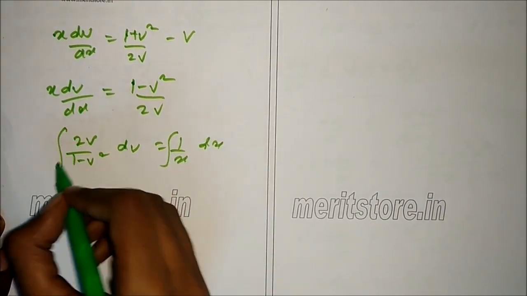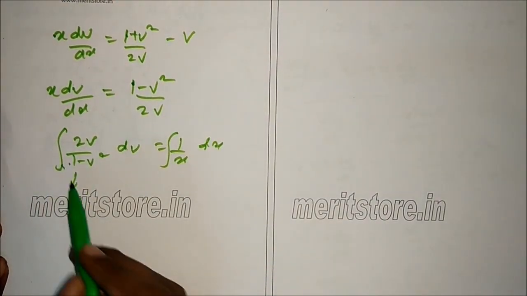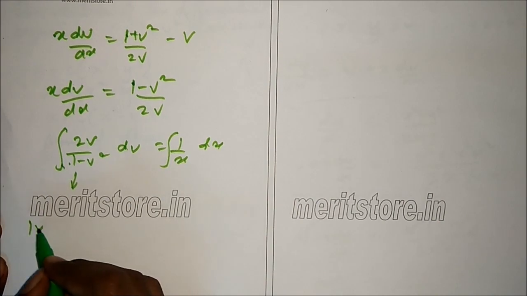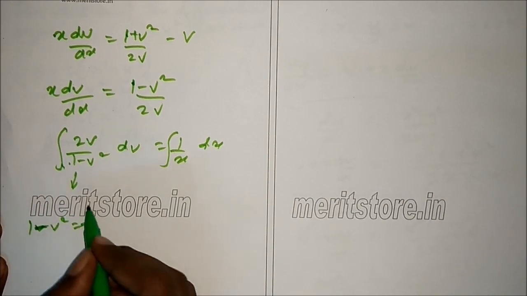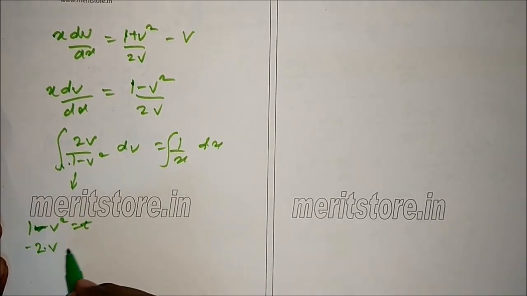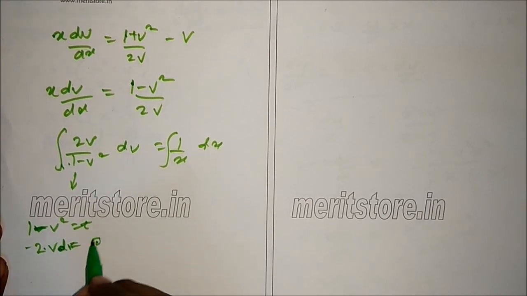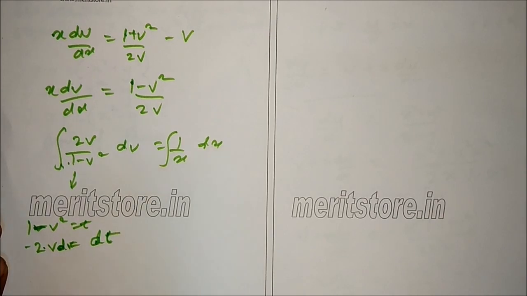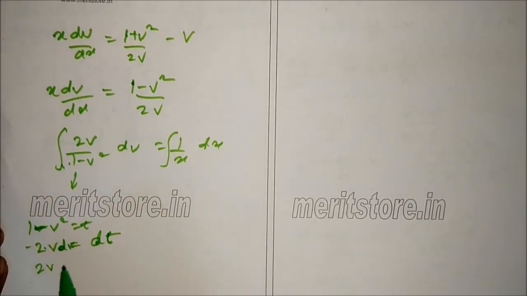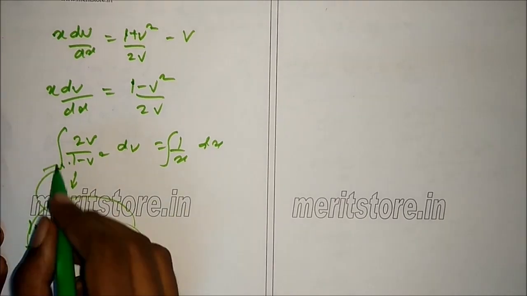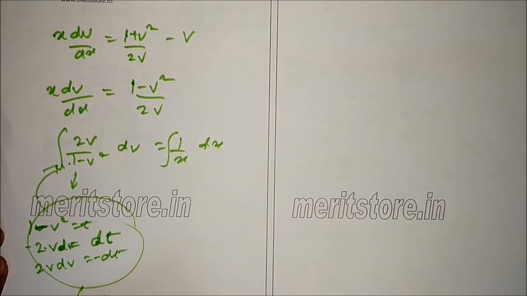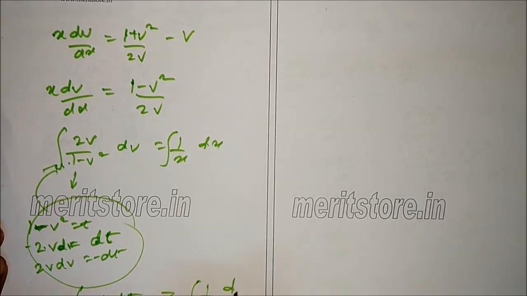So integrating this, here we substitute 1 minus v square equals t. So minus 2v dv will be equal to dt, therefore 2v dv will be equal to minus dt. We substitute this here. So this will be minus of integral 1 by t dt, which is equal to integral 1 by x dx.